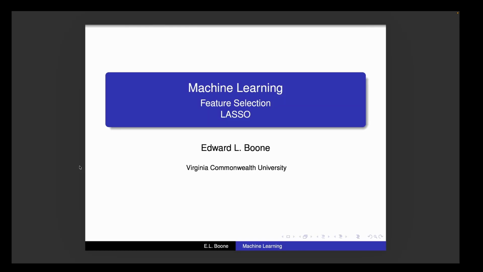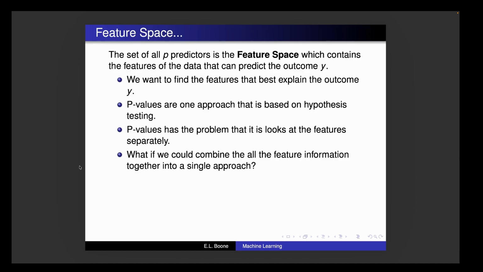Welcome to machine learning. Feature selection, LASSO. Okay, so remember, we're trying to navigate ourselves through a feature space that has P predictors in it. And this feature space is all the features in the data that can help us predict our outcome Y. So we want to find the features that best explain this outcome Y.